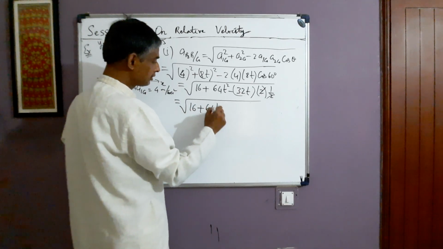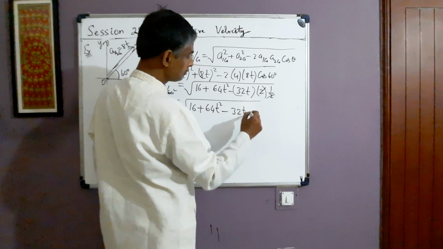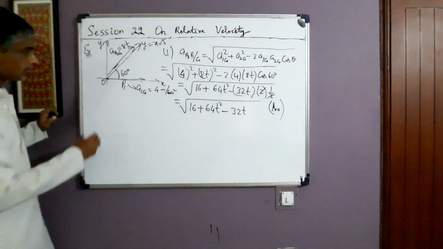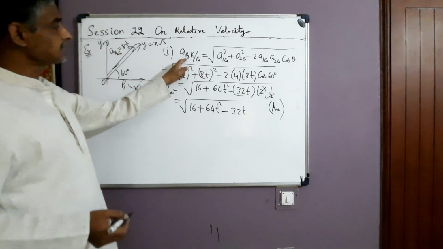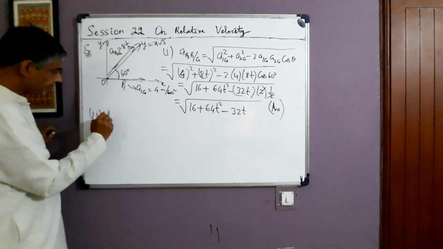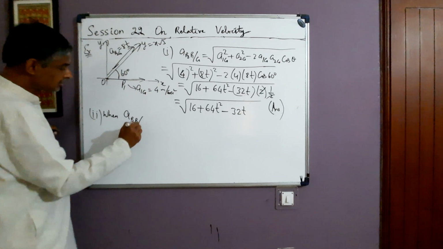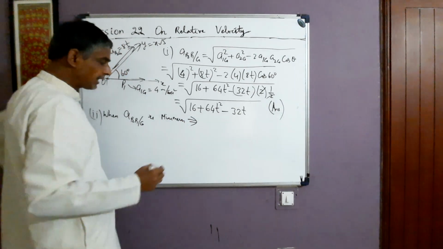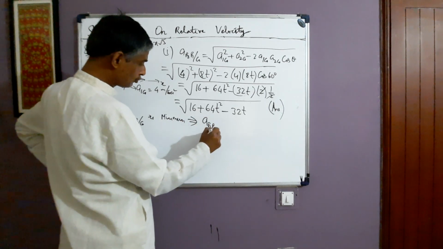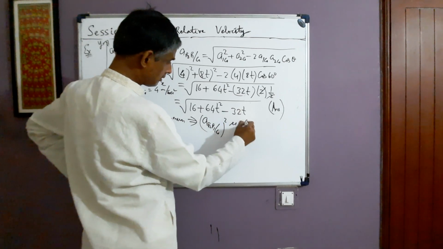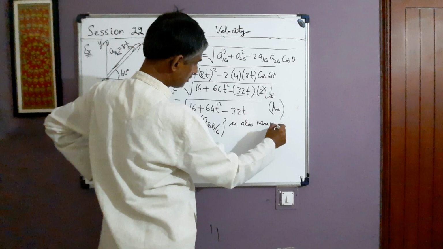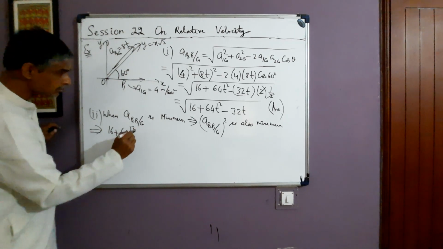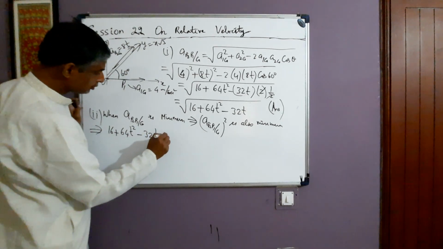16 plus 64t square minus 32t. This is the answer to the first part of the question. Now we have been asked to find out at what t this has a minimum magnitude. So when A P2 P1G is minimum, it will imply that the magnitude of A P2 P1G square is also minimum. That means 16 plus 64t square minus 32t is also minimum.